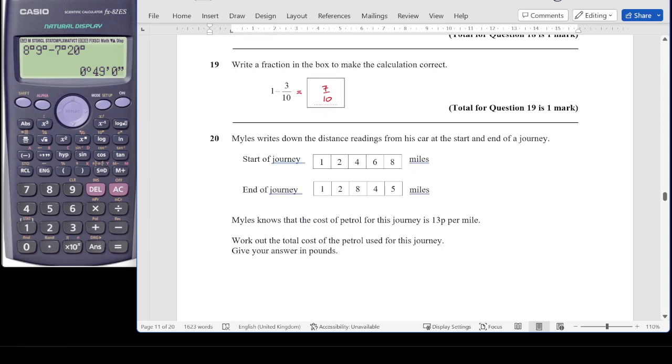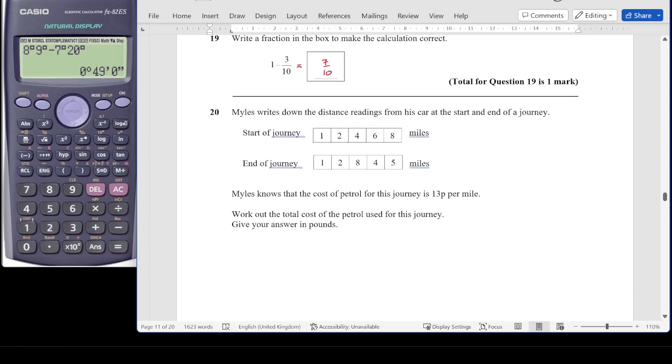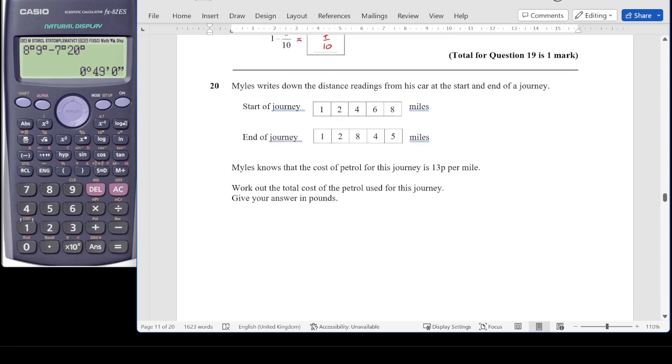Okay, question 20. Miles writes down the distance reading for his car at the start and end of a journey. Start of the journey, 12,468. End of journey, 12,845. Miles knows that the cost of petrol for the journey is 13 pence per mile. Work out the total cost of petrol used for this journey, giving your answer in pounds.